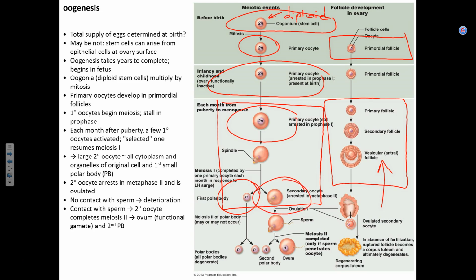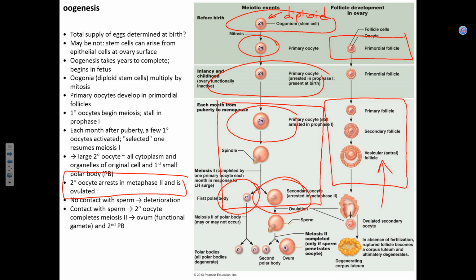Secondary oocyte enters meiosis 2, but gets arrested in the metaphase 2. Basically, what I'm trying to tell you is that during the metaphase 2, that secondary oocyte has all its chromosomes, each containing 2 sister chromatids, lined up at the equator of the cell, but it's arrested at this stage. It's waiting. Okay, does that make sense?